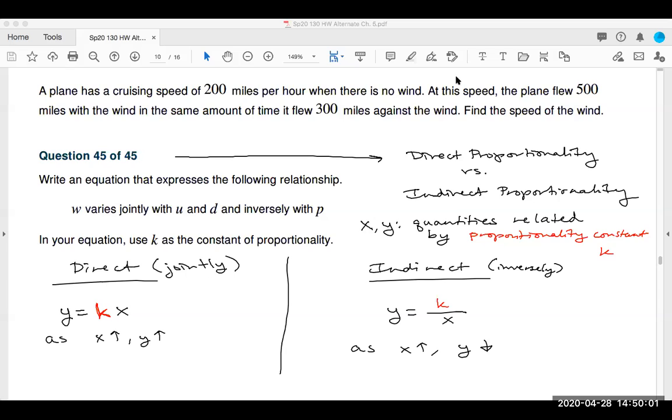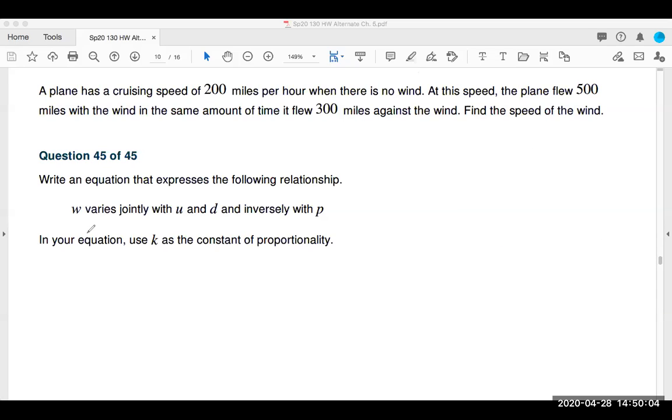Okay, now there's a really simple way to do this. W varies jointly with U and D and inversely with P. And then you have your proportionality constant. So essentially put your first quantity, the W, and then for things that vary jointly with it, just put those letters on top, and inversely put those letters on the bottom, and then put a K between.